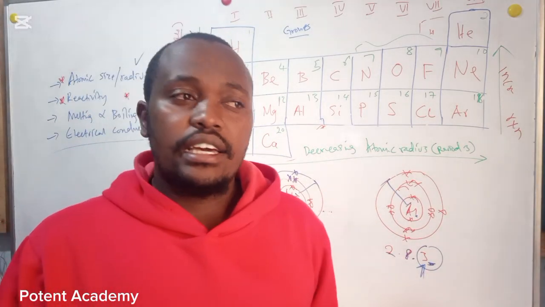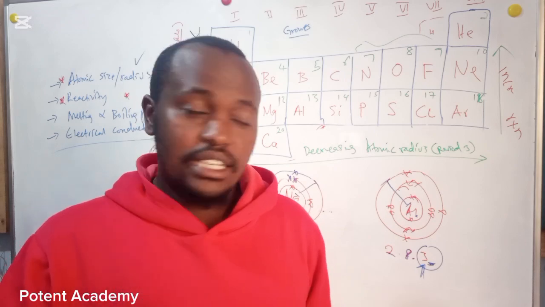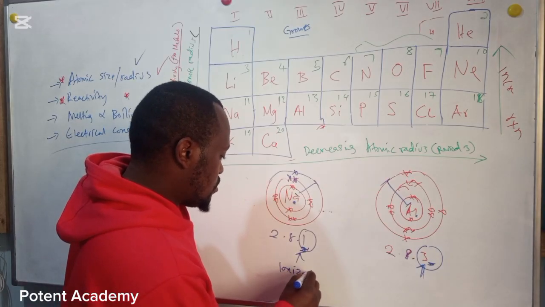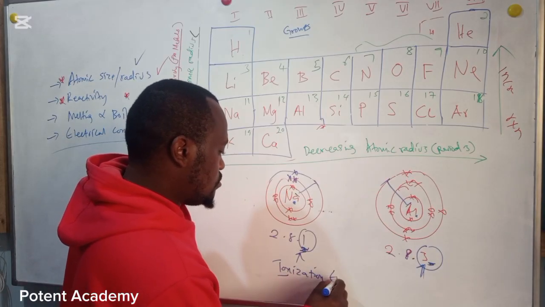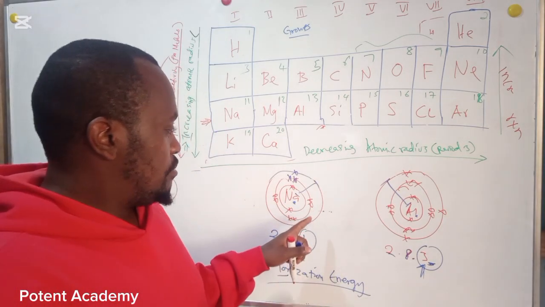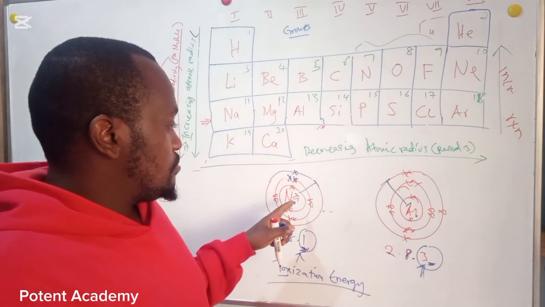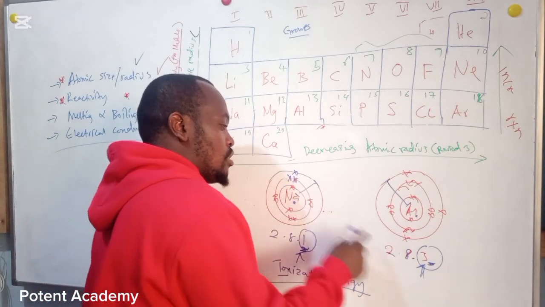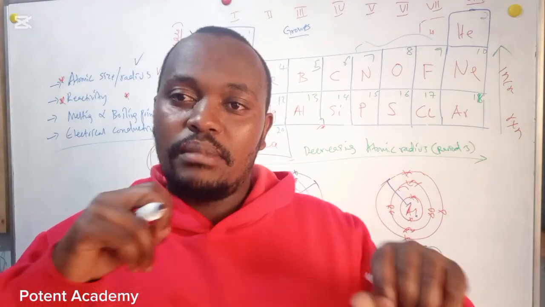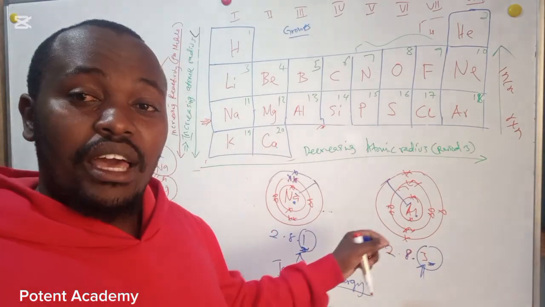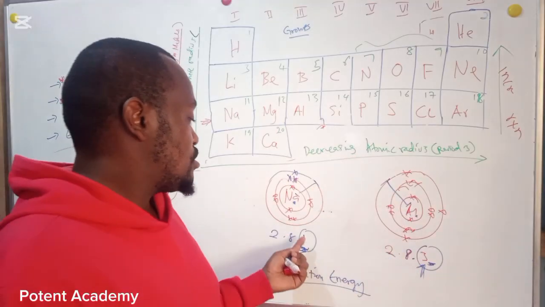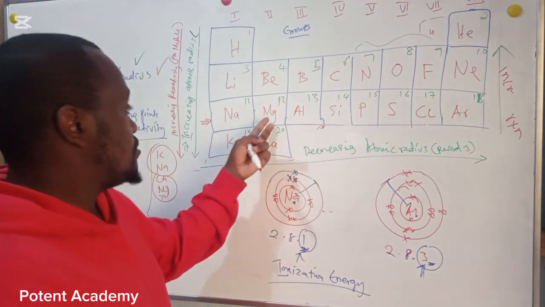Remember, reactivity requires energy, and we talk about ionization energy. The energy required to remove an electron from a metal atom. So you want to remove this one electron, or you want to remove the 3. To remove each electron, you require some energy. So it is easier or requires less energy to remove 1 electron than to remove 3. And it also requires less energy to remove 1 than to remove 2 for the case of magnesium.